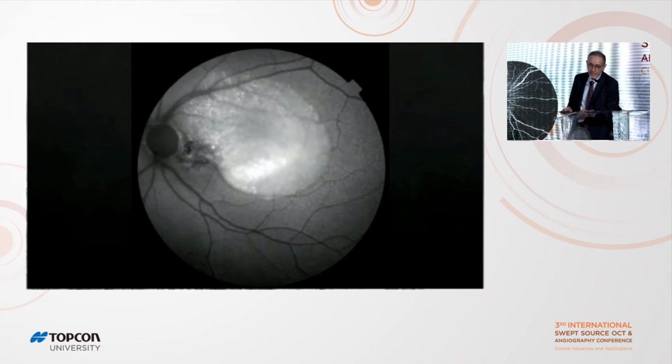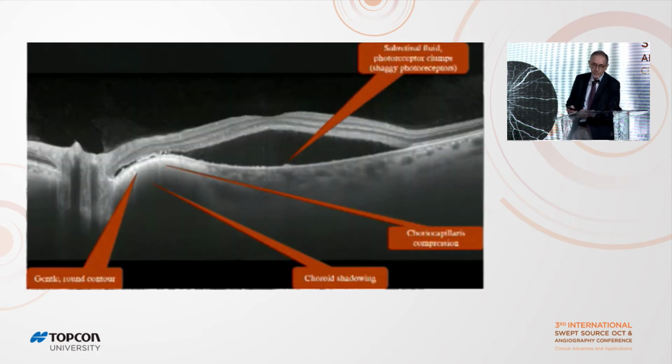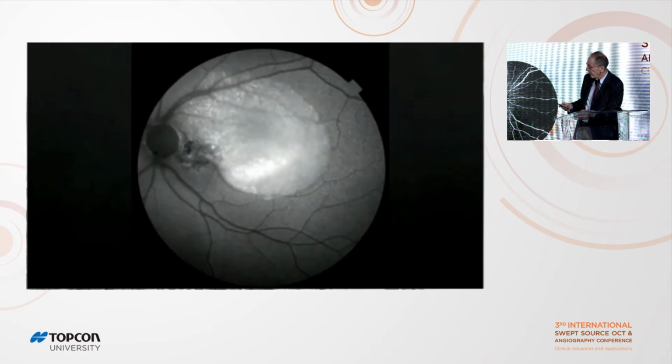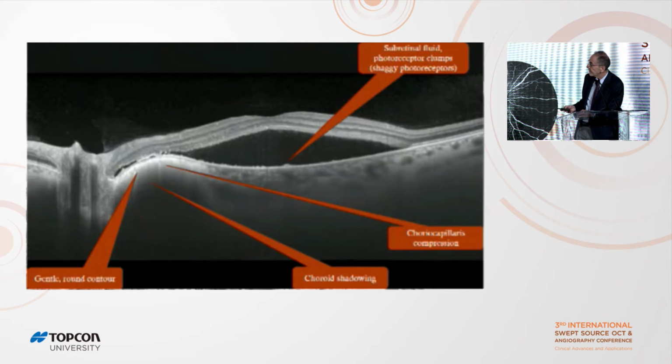And this is the autofluorescence image showing the hyperautofluorescent subretinal fluid and the lipofuscin on the tumor surface, again giving a hyperautofluorescent image. And this is the swept source OCT. Here we can see a gentle round contour to the tumor. There is choroidal shadowing and choriocapillaris compression similar to choroidal nevi. And this patient had subretinal fluid, and as you can see here, there are also photoreceptor clumps or shaggy photoreceptors on the retinal surface.